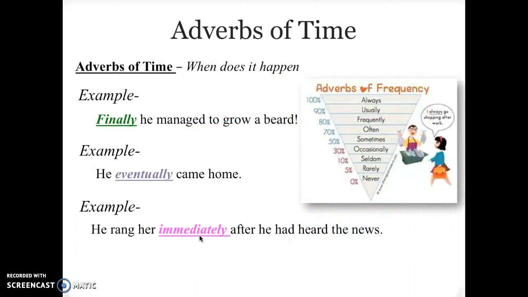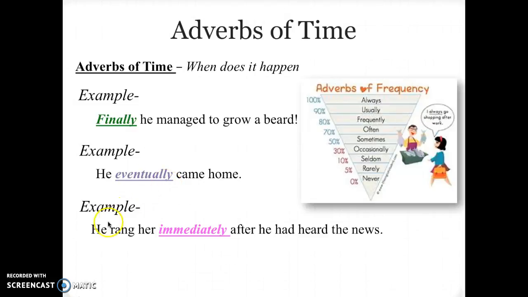The third type of adverb is adverbs of time, which tell when something happens. For example, finally he managed to grow a beard, which means in the end he managed to grow a beard. Another example is he eventually came home. Eventually is the adverb because it tells the time of when he came home.